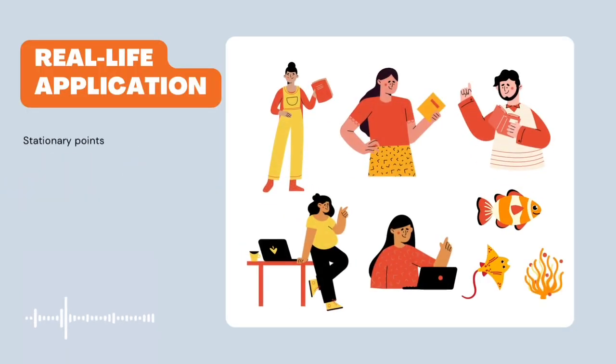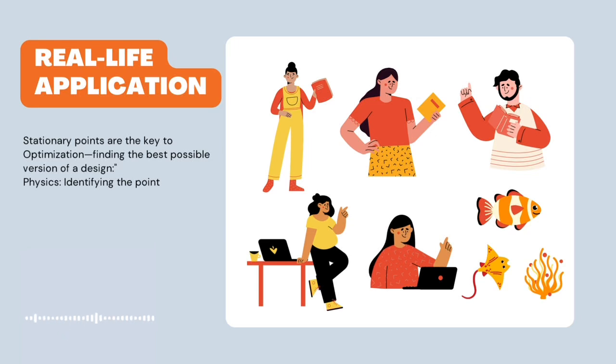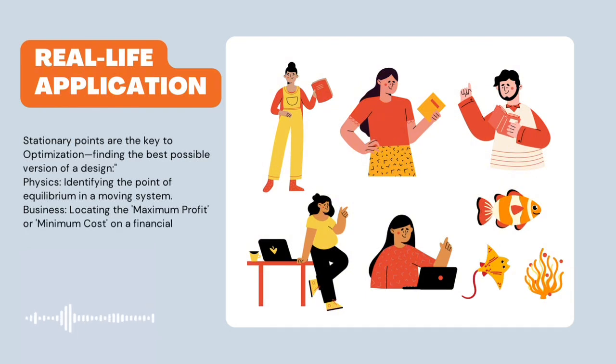Stationary points are the key to optimization, finding the best possible versions of a design. Physics: identifying the point of equilibrium in a moving system. Business: locating the maximum profit or minimum cost on a financial graph. AI: finding the global minimum of an error function so computers learn accurately.